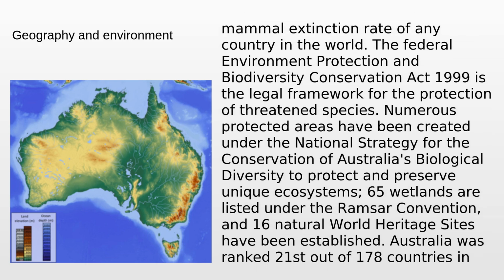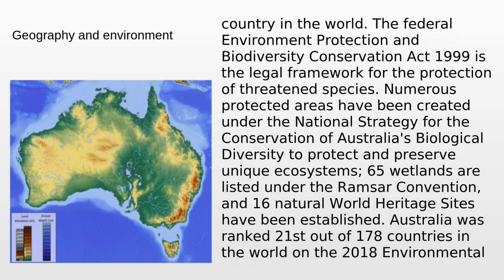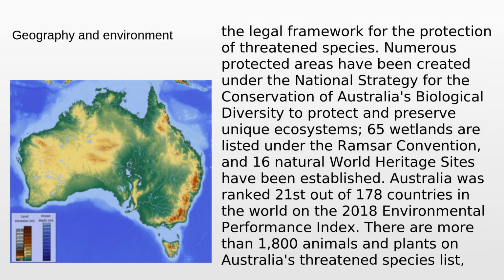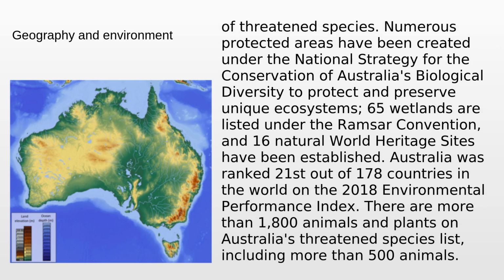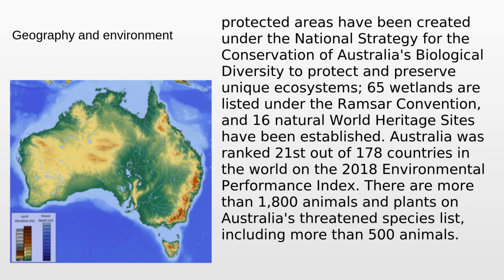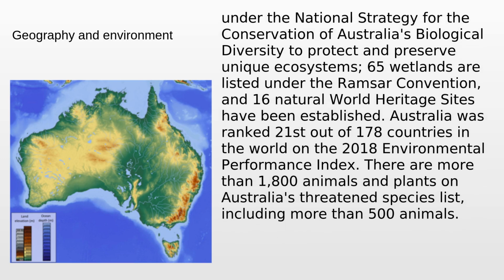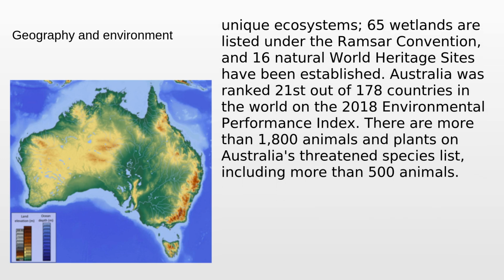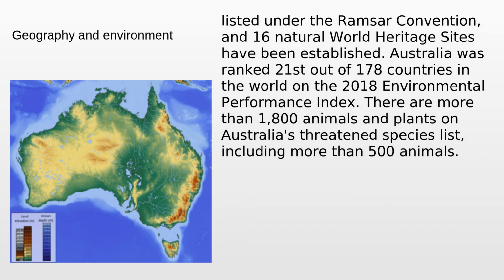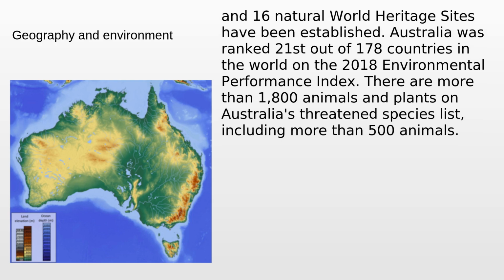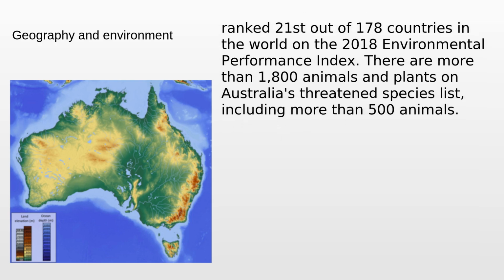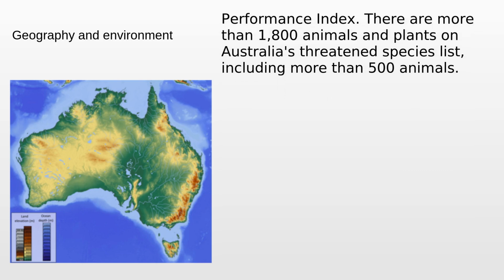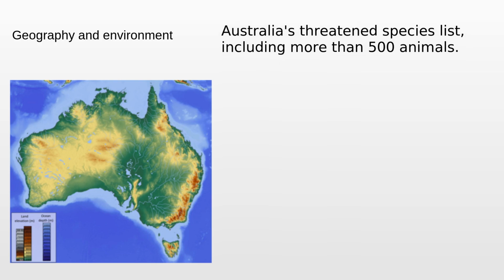The Federal Environment Protection and Biodiversity Conservation Act 1999 is the legal framework for the protection of threatened species. Numerous protected areas have been created under the National Strategy for the Conservation of Australia's Biological Diversity to protect and preserve unique ecosystems. 65 wetlands are listed under the Ramsar Convention, and 16 natural World Heritage Sites have been established. Australia was ranked 21st out of 178 countries in the world on the 2018 Environmental Performance Index. There are more than 1,800 animals and plants on Australia's threatened species list, including more than 500 animals.